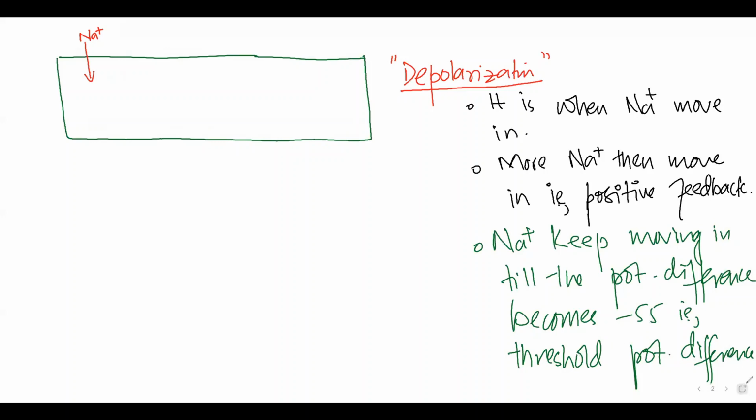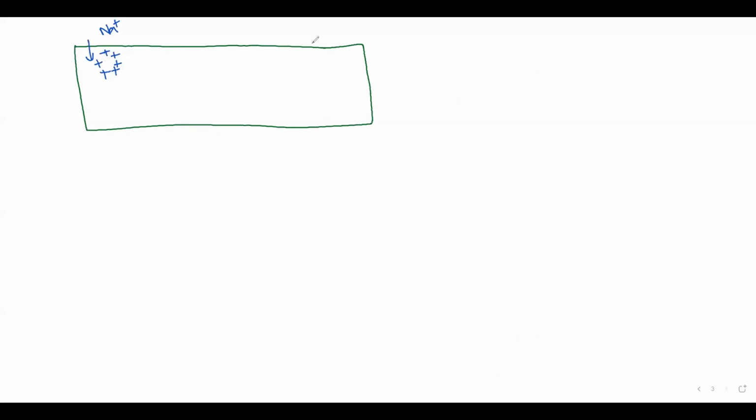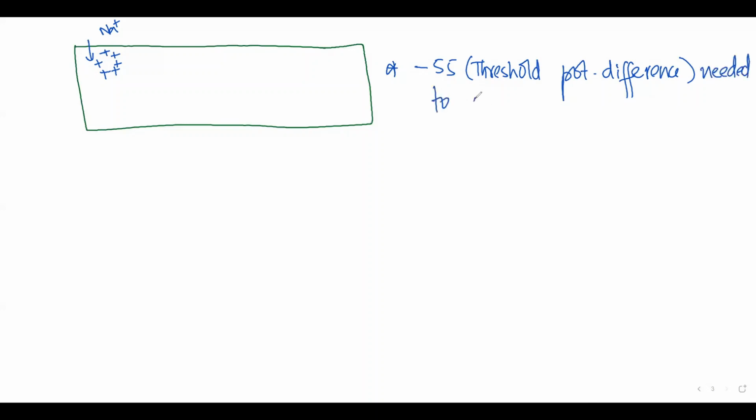And what is meant by threshold potential difference, that's what we are understanding. That minus 55 potential difference, which is called threshold potential difference, as the word tells, threshold means the minimum potential difference. But the question is, minimum for what? So this is threshold potential difference, meaning the minimum potential difference needed to open all sodium channels.